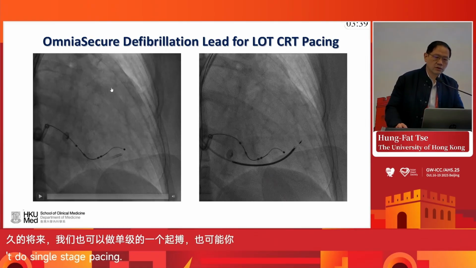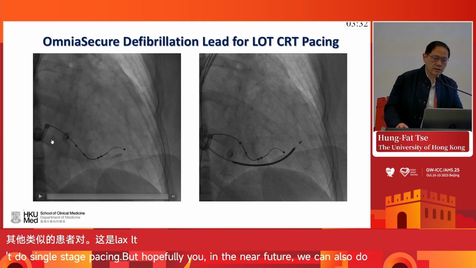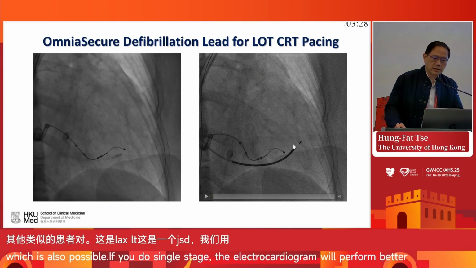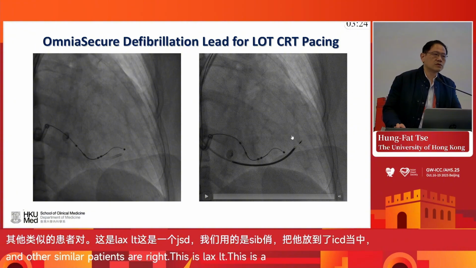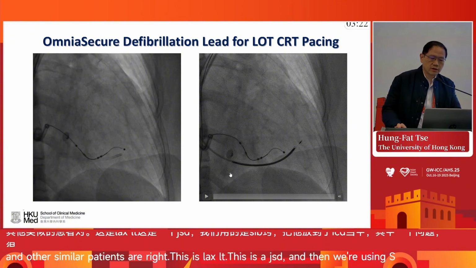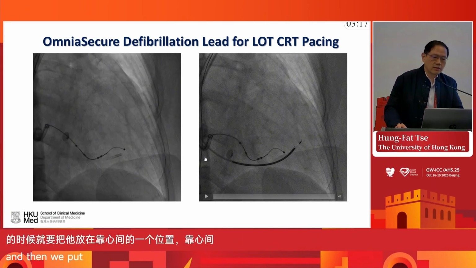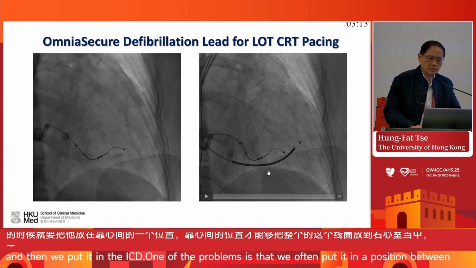In another similar case, we're also using this for LOT CRT. You see that this is an active CS lead. And again, we're using the existing CSP sheath to put in the ICD lead. One of the problems is a lot of the time you need to put the lead in a more apical position, because in order to achieve the whole coil inside the right ventricle, you cannot put it in a very high position. Otherwise, part of the coil will be in the right atrium. So again, in this case, we're able to put it in.